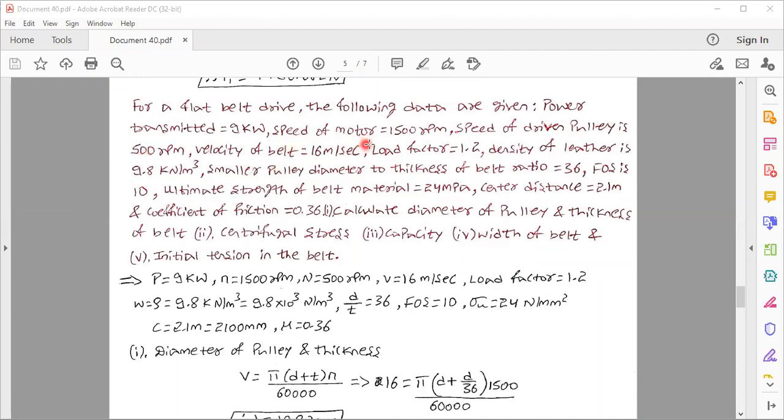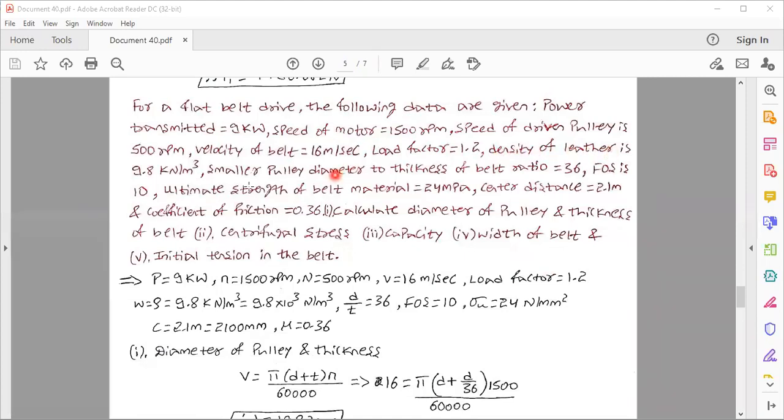The speed of the motor is nothing but the driver motor, take it as small n. The driven motor, take it as capital N. If they mention speed of the driver motor, take it as small n. If they mention driven, then it will be capital N. Small n is 1500, capital N is 500 rpm. Velocity of the belt is 16 meters per second. Load factor is 1.2.